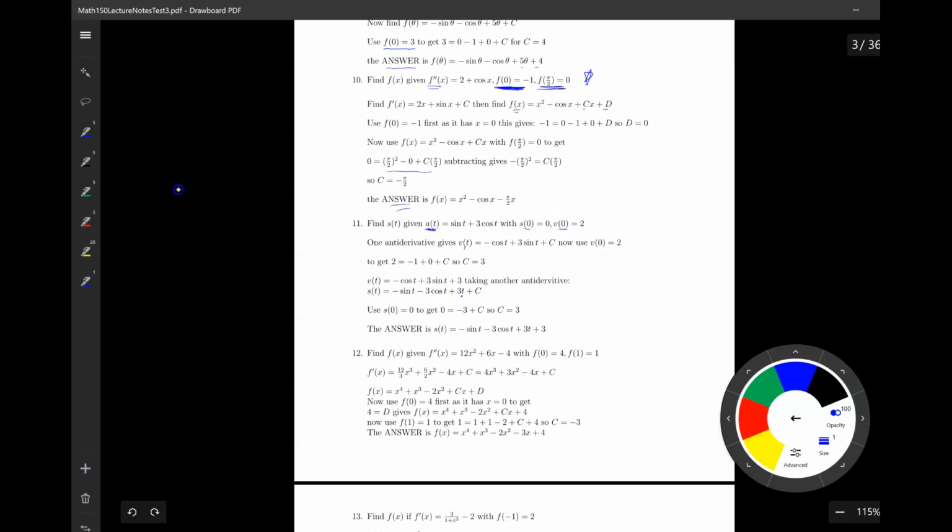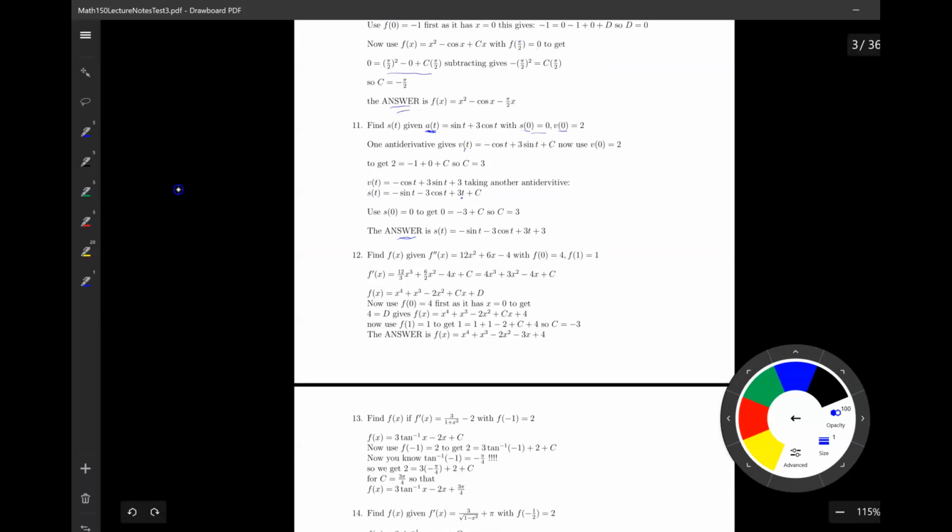Remember, not x's, t's when you're taking the antiderivative because everything's in t's. Now use the other piece of information, s of 0 is 0. Be careful because cosine of 0 is not 0, correct? So I get c equal 3, so there's my position function.